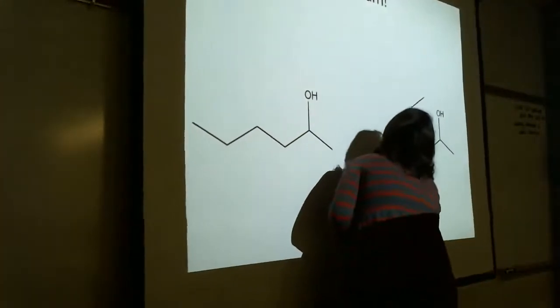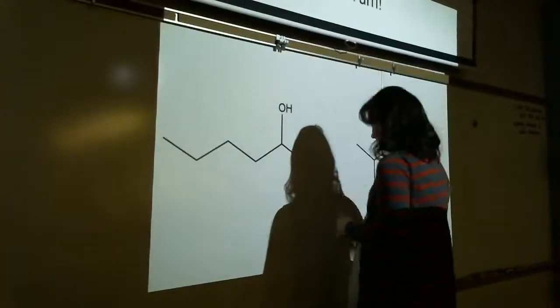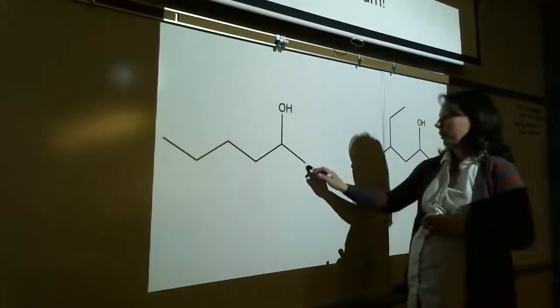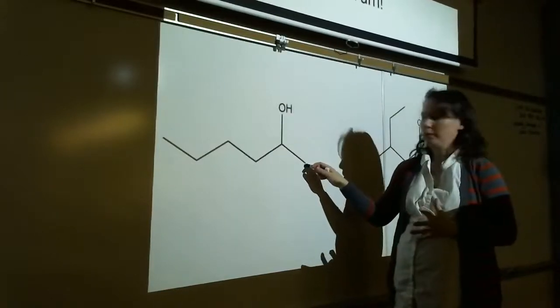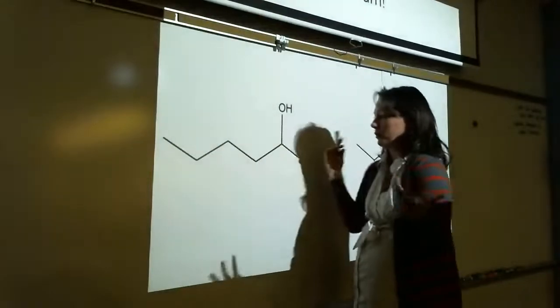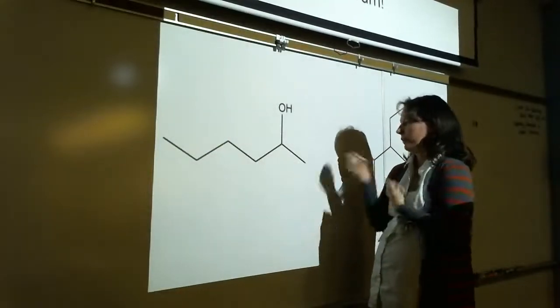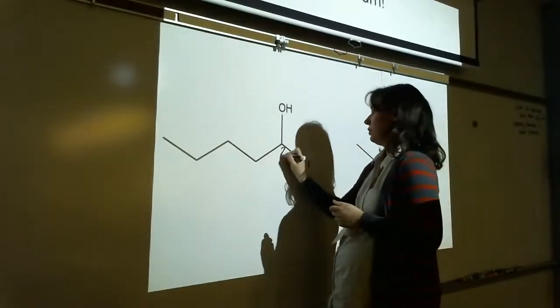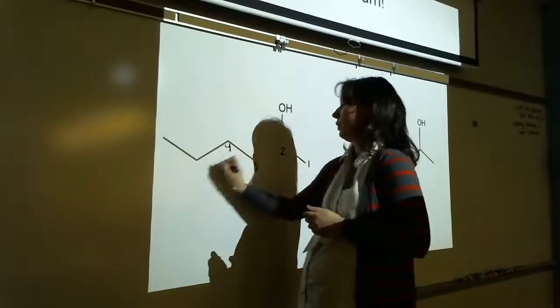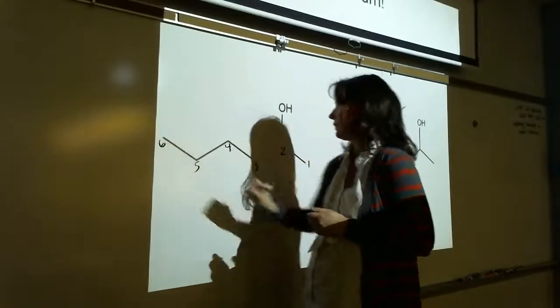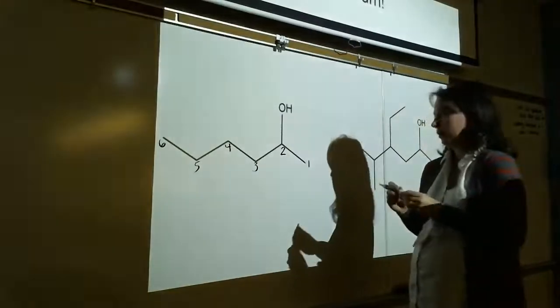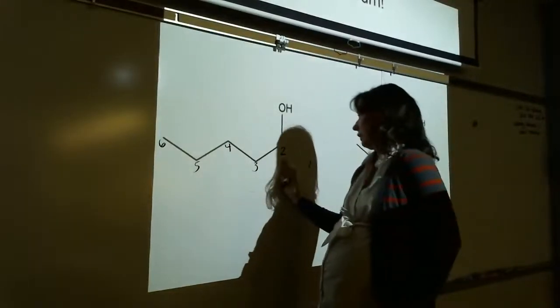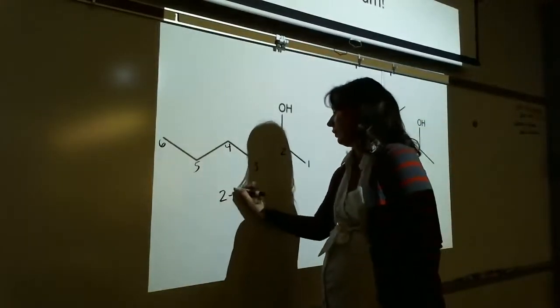So we need to decide the longest chain and where we're going to number from. Obviously, we're going to number from the right. Yes, because if we number from here, there are no other substituents, and this needs to have priority. So we number 1, 2, 3, 4, 5, 6. So what's the name here? Don't forget the 2, right, 2-hexanol.